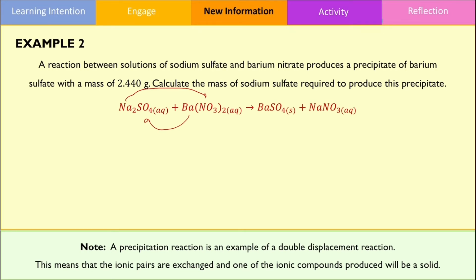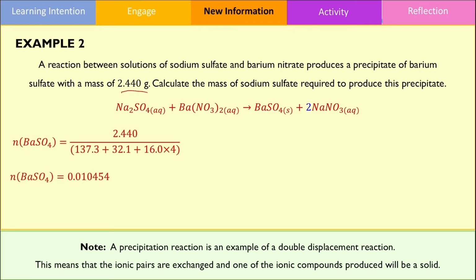Now I'm going to balance my chemical equation. From here, I'm going to use the mass of barium sulfate to find out the number of moles by dividing it by its respective molar mass. After I've done that, I'm going to find out the number of moles of sodium sulfate by setting up a mole ratio.